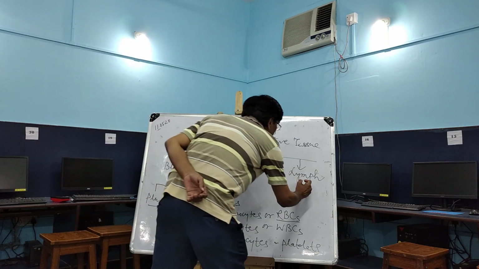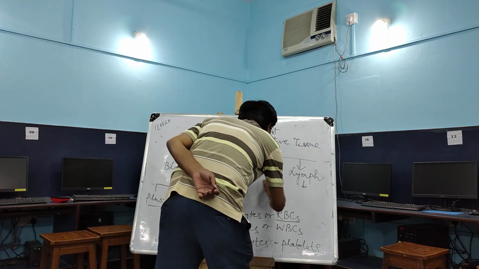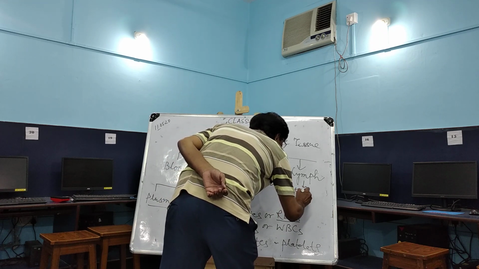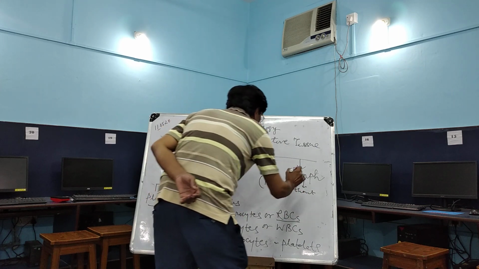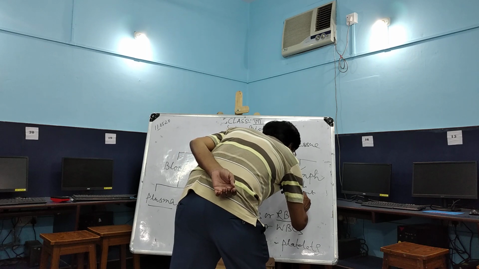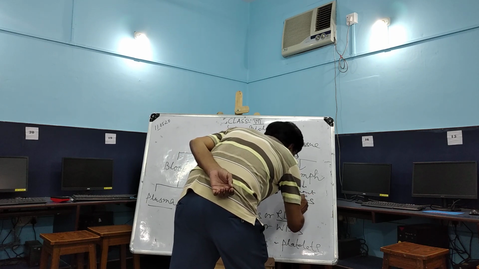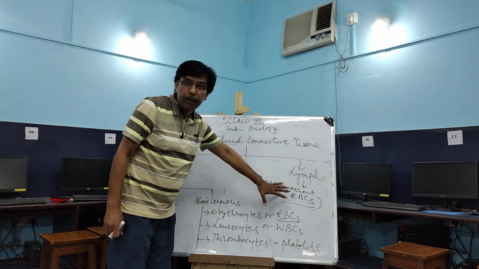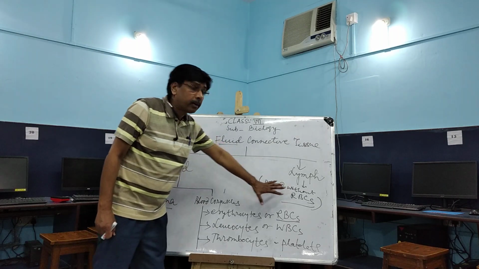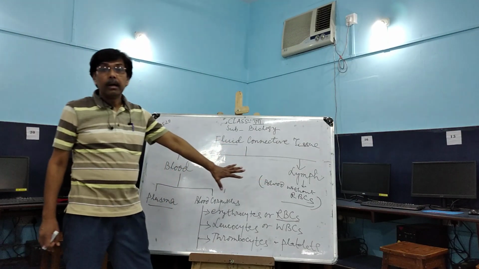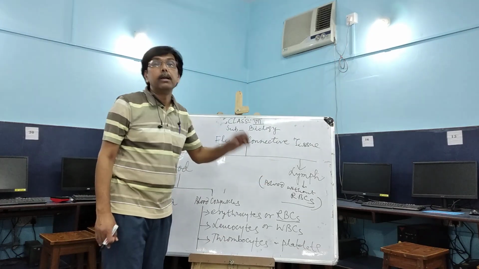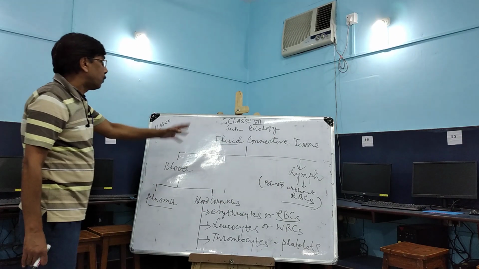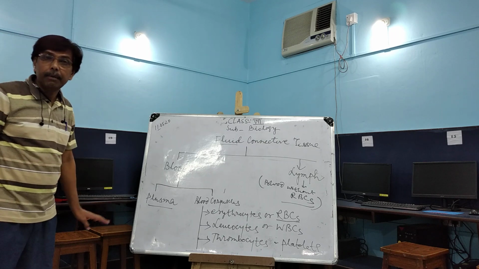Next is your lymph. Lymph can be called blood without RBCs, that means no hemoglobin is present, but lymph plays a vital role in fighting infection in our body. So this is about your fluid connective tissues.